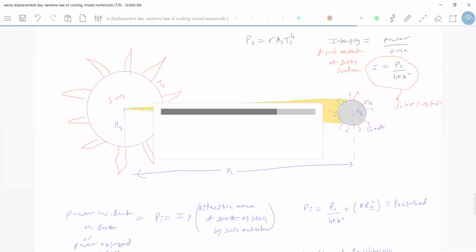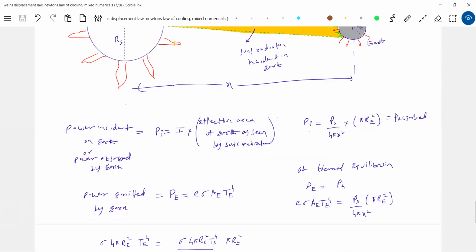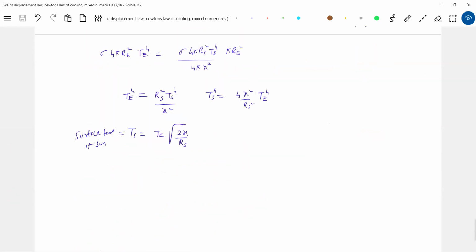What is the only basic idea? All the energy radiated by the sun will not reach the earth, only a fraction of it. How to calculate that? We take the help of this intensity. The sun gives out energy in all directions, and only a fraction will be incident. For that, we take help of the intensity concept. Getting the basic picture, we can find out the particular thing.